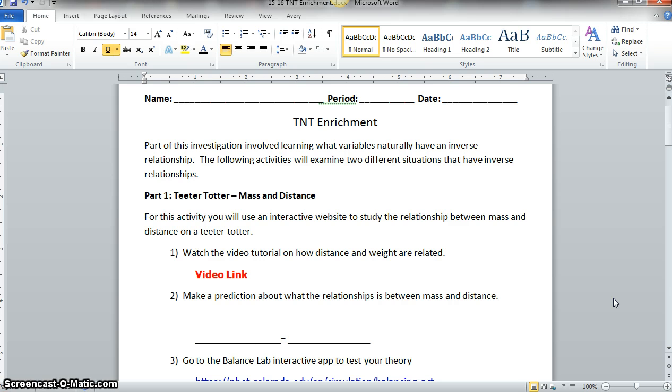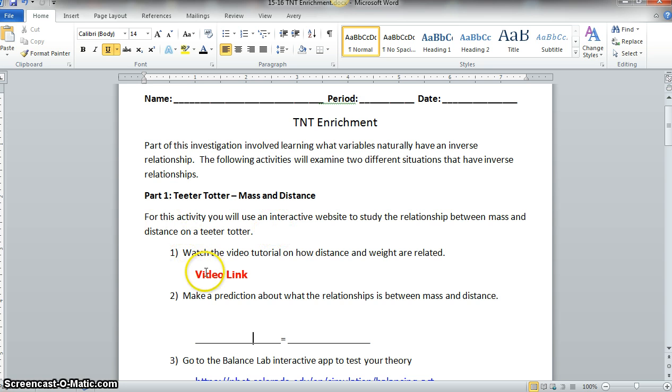In class this week, we examined a few different relationships of variables that had this naturally occurring inverse variation. Today in the enrichment, I want to show you a couple more examples that have this inverse variation that you might not be aware of or you might find interesting. The first one that we're going to look at is the Teeter-Totter problem. Here we're going to look at mass and distance and how they are related to each other.